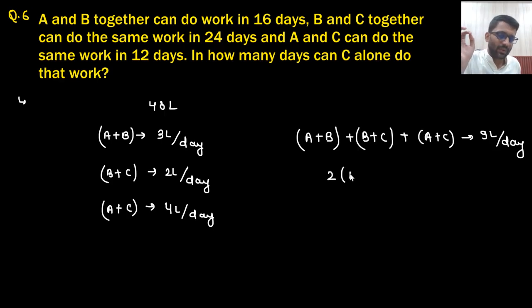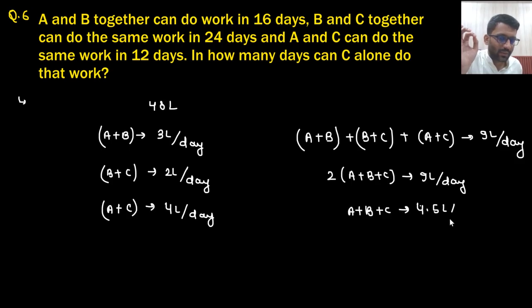This is simply equal to 2 into (A plus B plus C). They are eating 9 laddu per day. So A, B, C combined are eating 4.5 laddu per day. Say yes or no. Did you understand this equation?